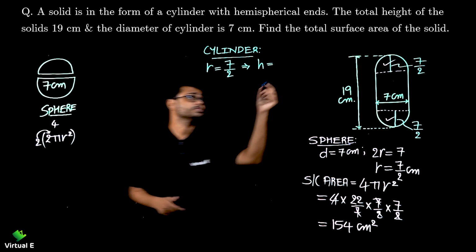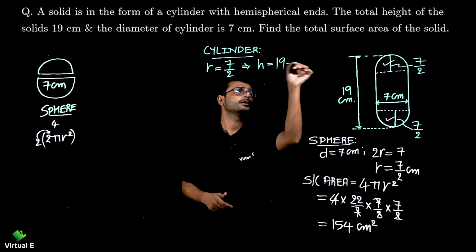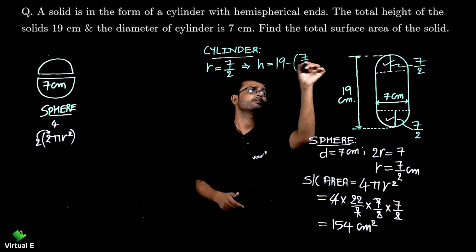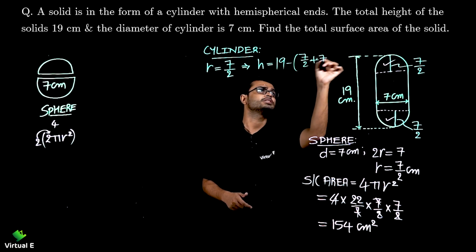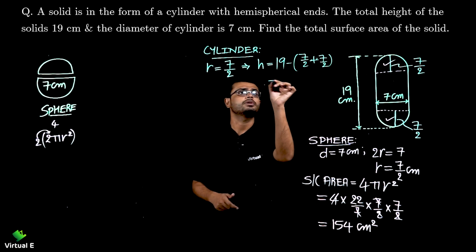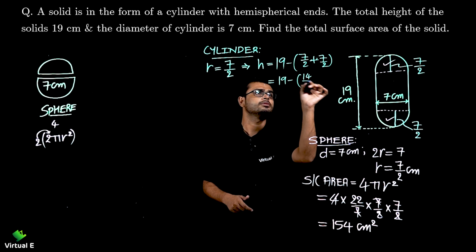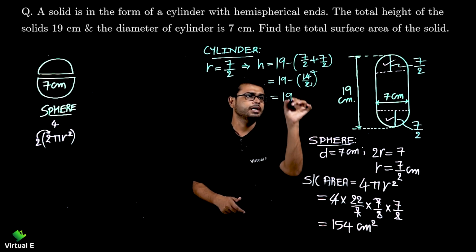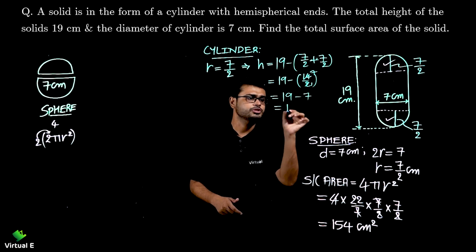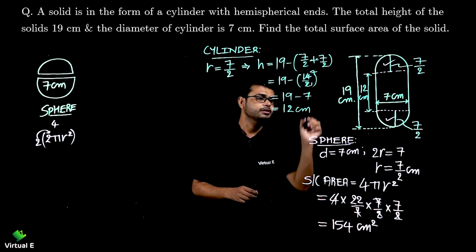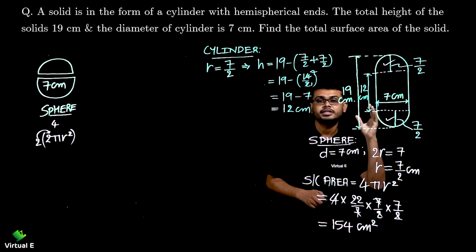So let's start. First of all, 19 minus 7 by 2 plus 7 by 2. So here 19 minus 7 and 7, 14 by 2. Okay, good. So cancel. 19 minus 7, which is 12 centimeter. So height of the cylinder is 12 centimeter.